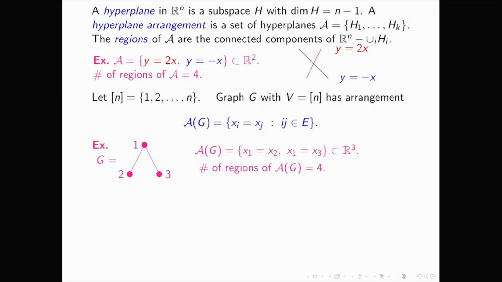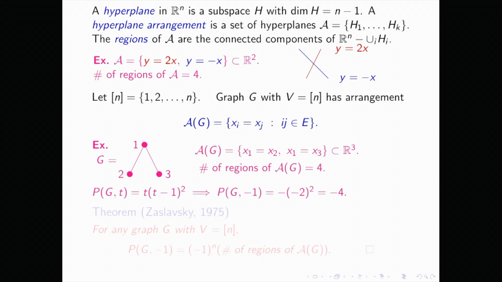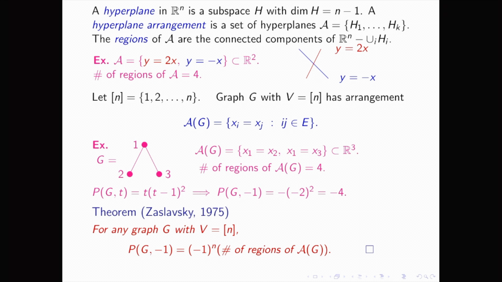And now I'm going to do the same crazy thing. I'm going to take the chromatic polynomial, which is easy to compute, t ways for this one, t minus 1, t minus 1, so t times (t minus 1) squared. And I'm going to put in minus 1, and lo and behold, I get a minus 4. And this illustrates a theorem of Zaslavsky's, which says that if I take a graph whose vertices are the numbers 1 through n, and I plug minus 1 into that polynomial, I get, up to a sign, the number of regions of the associated arrangement.